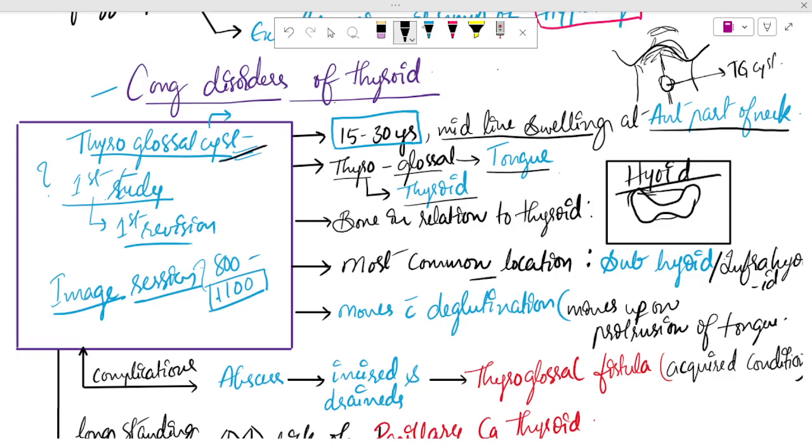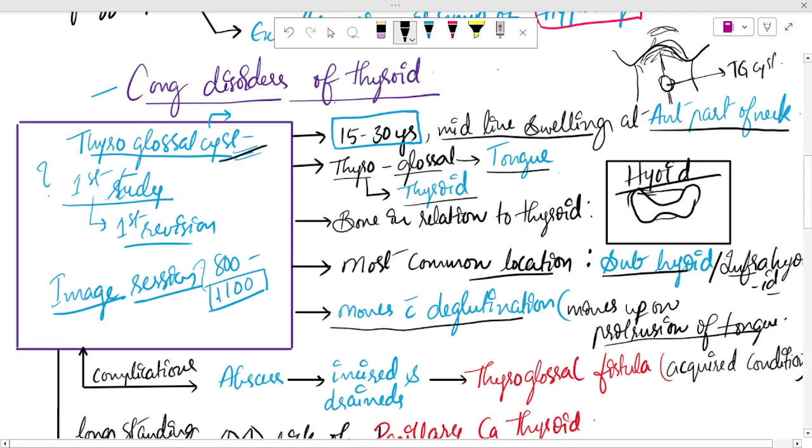Now, what is the most common location of thyroglossal cyst? Always remember, the most common location of thyroglossal cyst is subhyoid, or you can also call it the infrahyoid region. Now, what is the most characteristic feature of thyroglossal cyst? If you ask the patient to protrude his tongue, obviously there will be a movement of the cyst with the protrusion of the tongue. That is called deglutition.